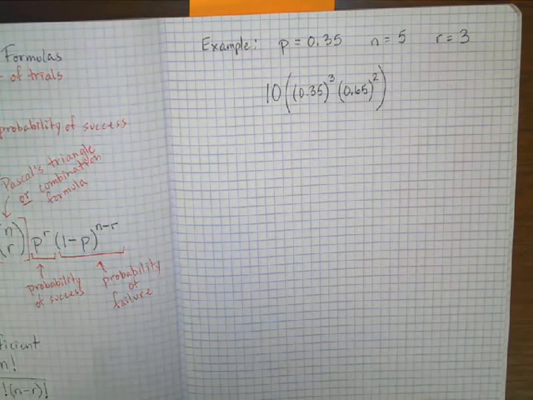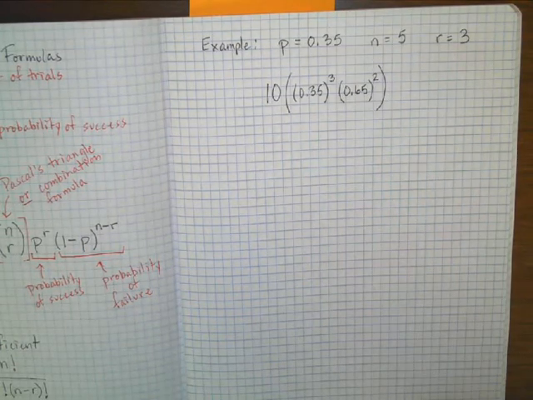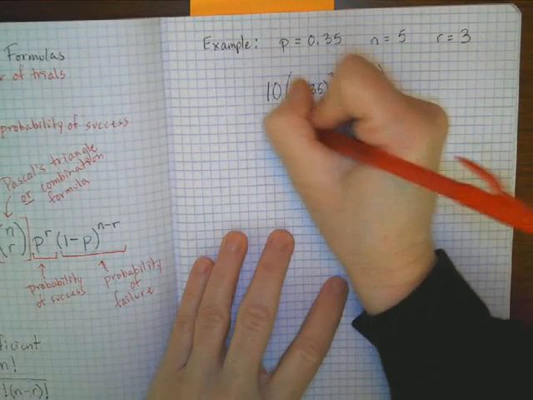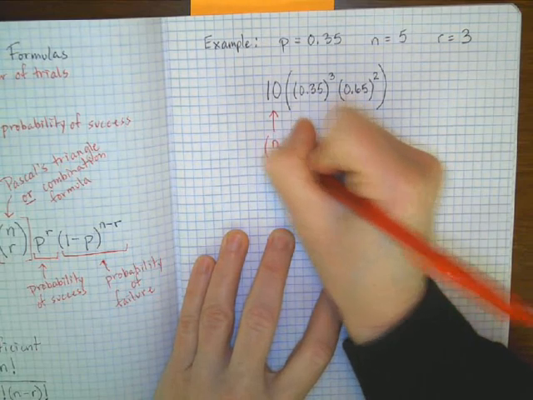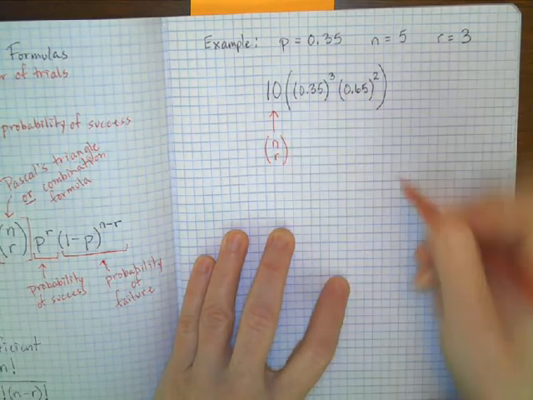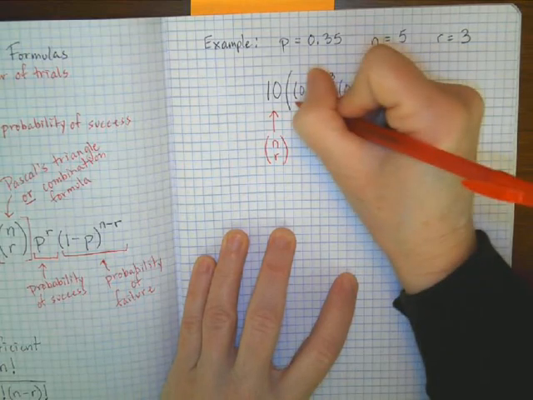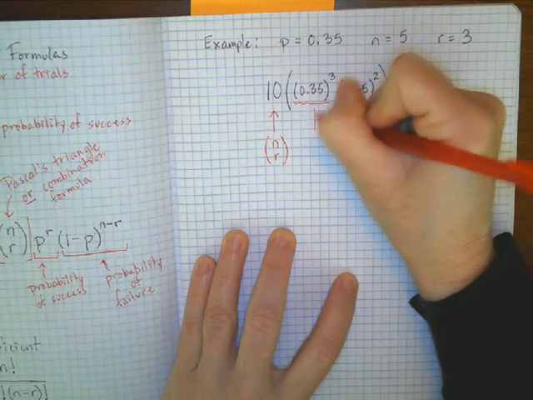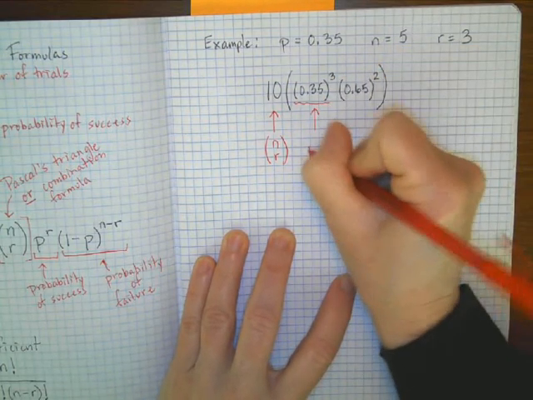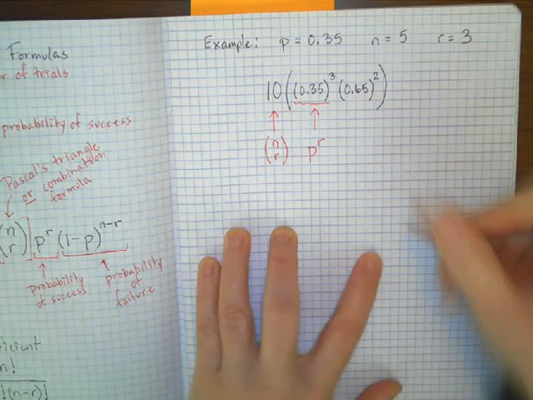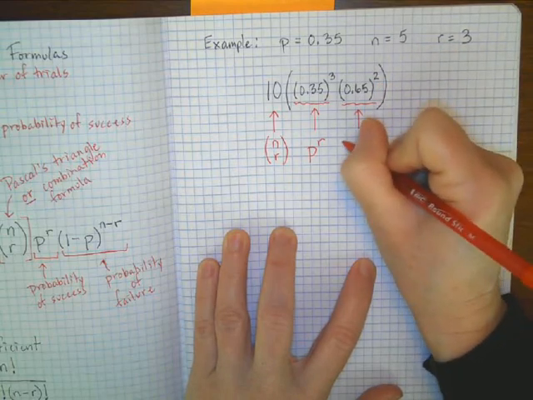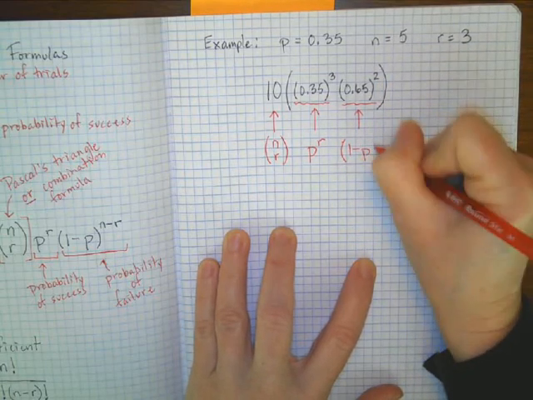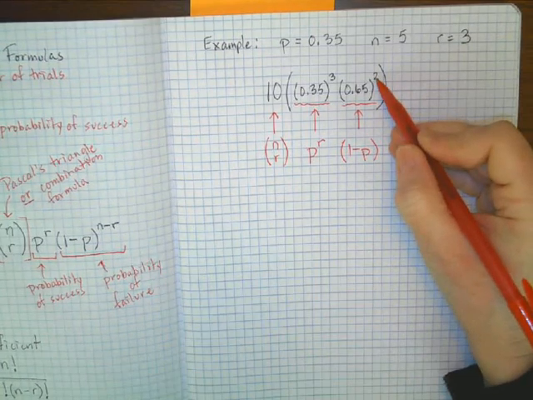Now, how does this relate to the formulas? So the 10 here, that is the binomial coefficient. So that is my nCr. The next part, this part right here, that is my probability of success. So that's P to the R. And here's my probability of failure. To get that, I did 1 minus P to get the complement. And then 2 was the remaining trials, the failure trials.